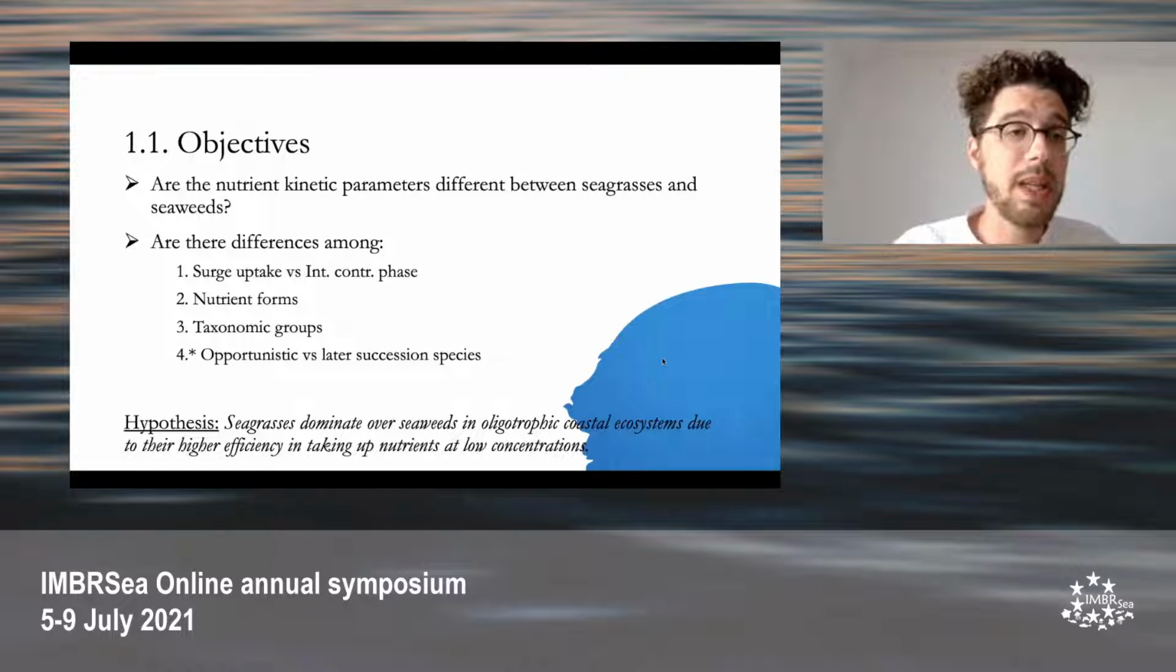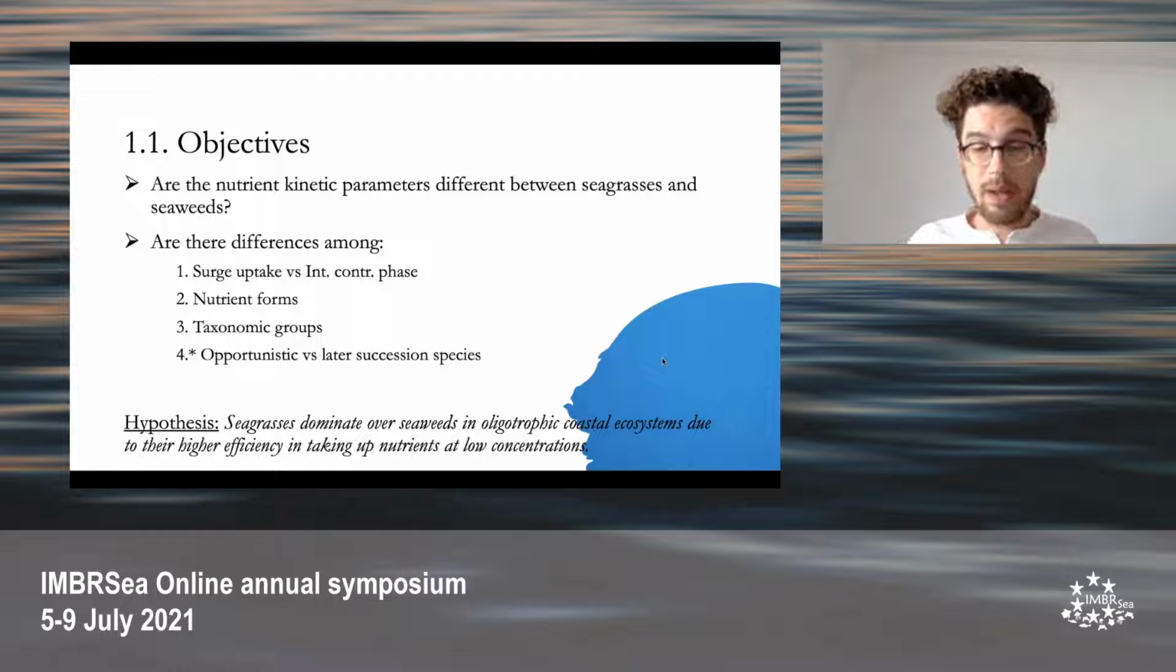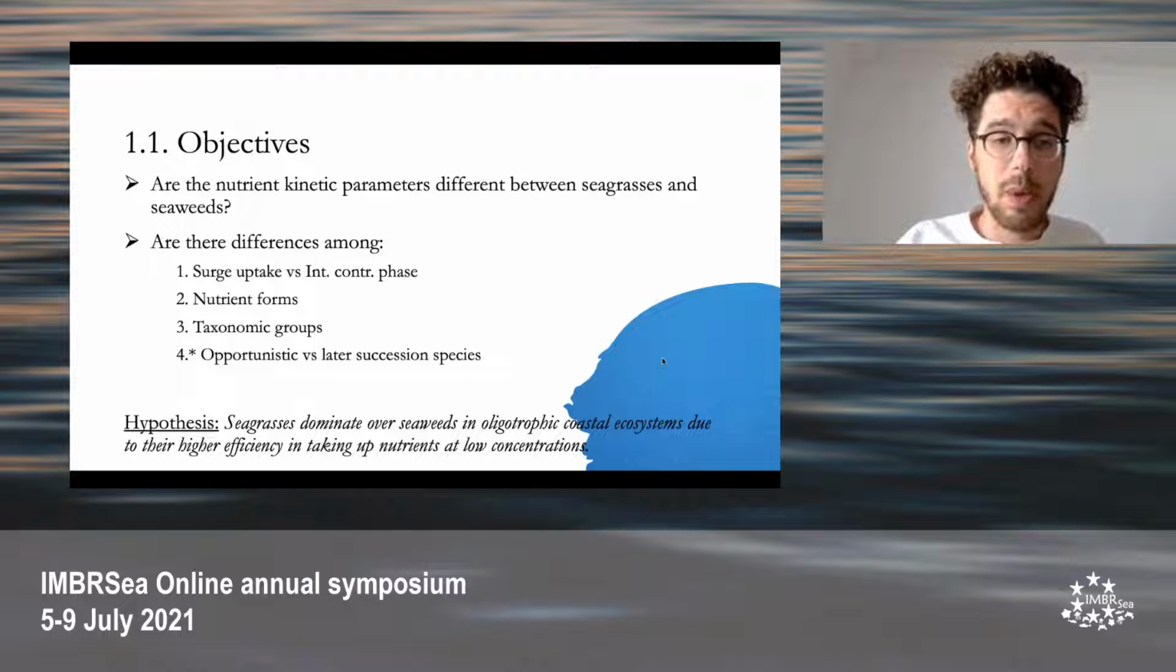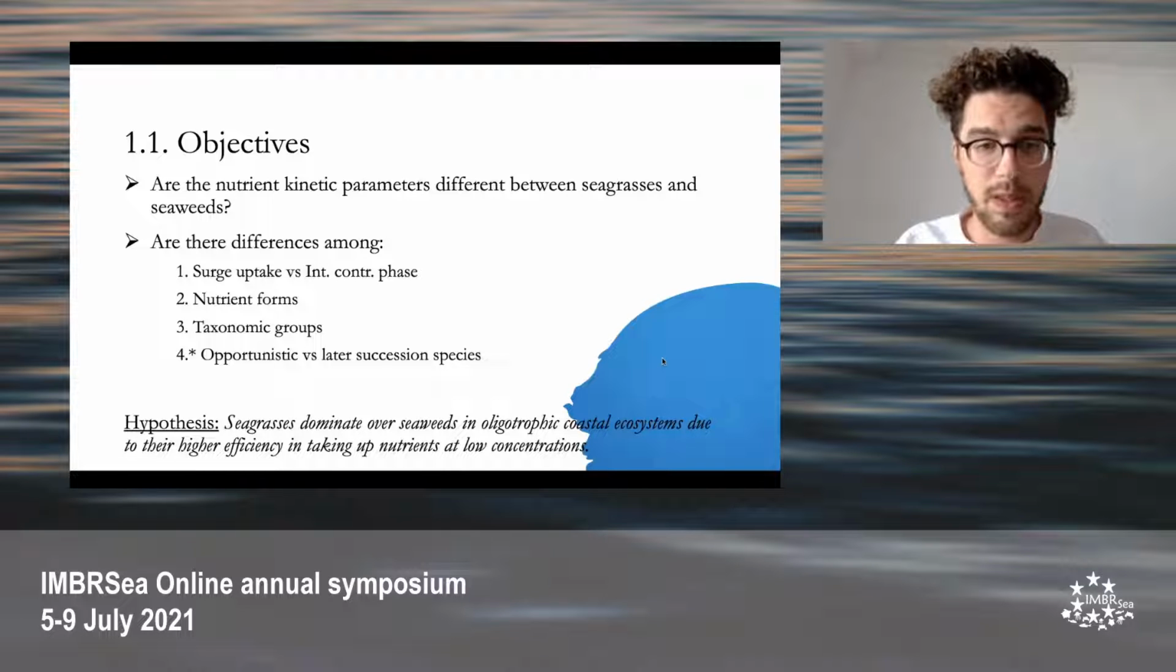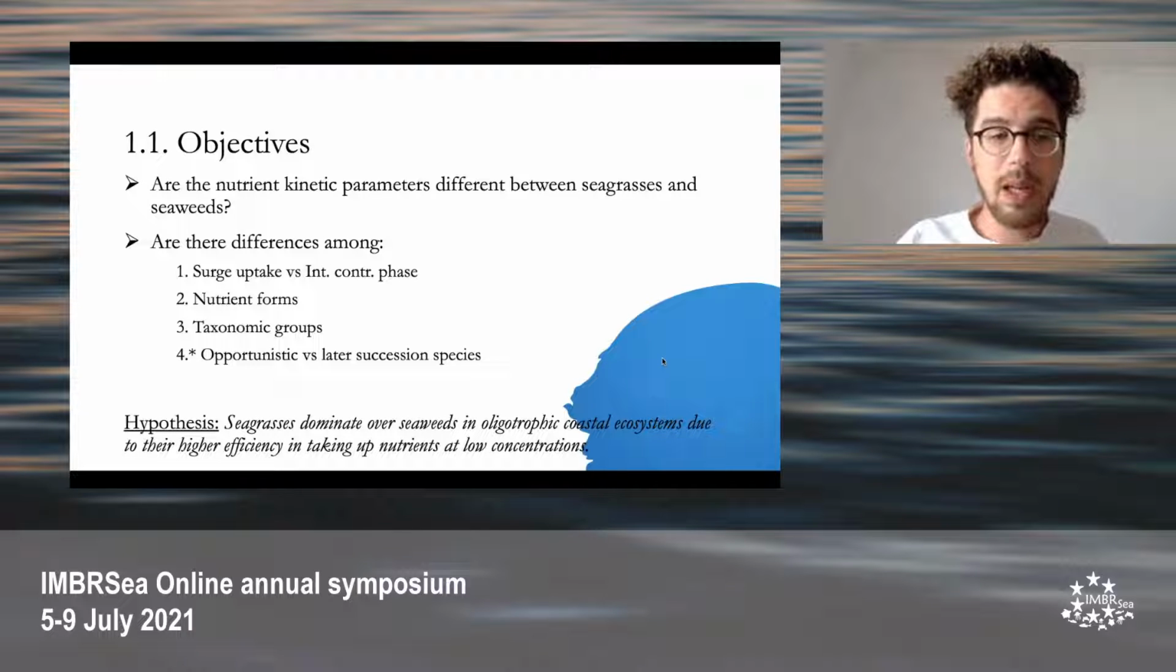So we phrased these objectives. Are there differences in nutrient kinetic parameters between seagrasses and seaweeds? And if so, can we find differences among surge uptake versus the internally controlled phase, so the rapid uptake versus the stable uptake, among nutrient forms, among taxonomic groups, and, still under evaluation, among opportunistic versus non-opportunistic species? So based on this paradigm, we phrased the hypothesis that seagrasses dominate over seaweeds in oligotrophic coastal ecosystems due to their higher efficiency in taking up nutrients when they occur.